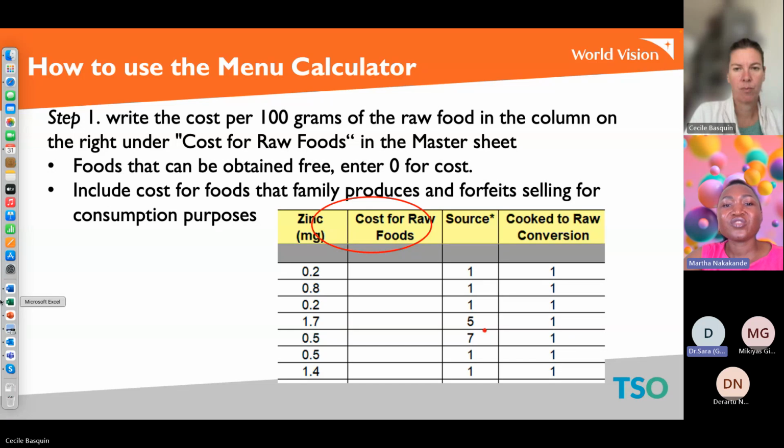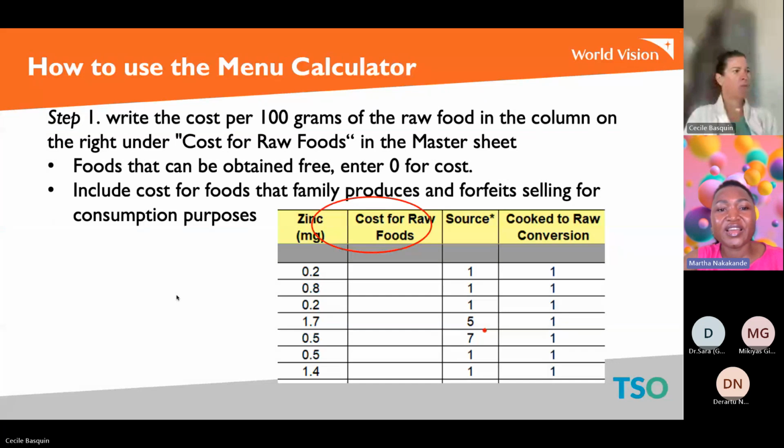When you click on the sheet that is written master, it's going to give you the food composition table per 100 grams of the edible portion. So you have all these many foods classified in the 7 groups: grains and roots and tubers, legumes and nuts, dairy products, flesh foods, eggs and egg products, fruits and vegetables, and all other categories. This is a constant table. You cannot work on it. What you can change is what is in column H, which is cost of raw food.